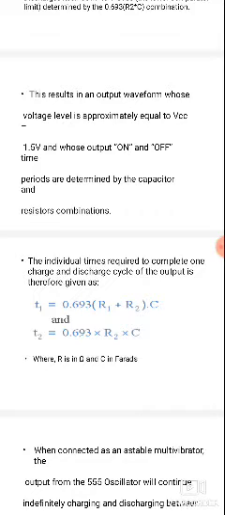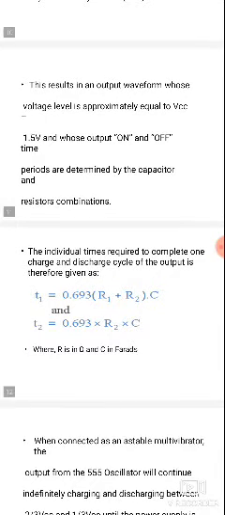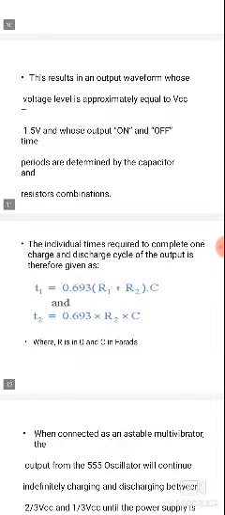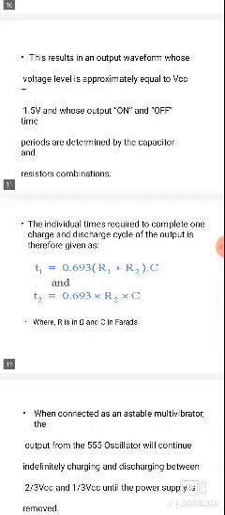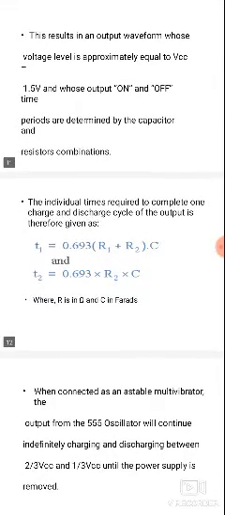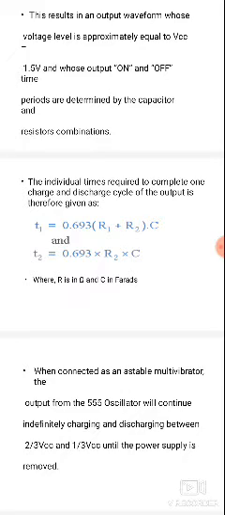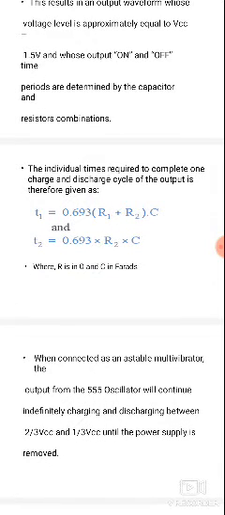The on and off times and the periods are determined by the capacitor. The output waveform has voltage levels approximately equal to VCC, in the on state and the off state. The periods are determined by the capacitor and resistor combinations. Whenever the capacitor is charging, it reaches the high state; otherwise it is discharging and reaches the half condition.